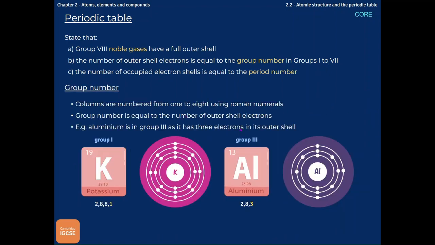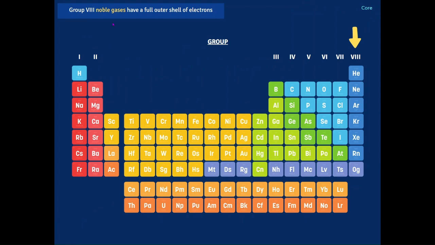The group number, numbered 1 through 8, we saw that equal to the number of electrons in the outer shell. And here's an example. Aluminum is in group 3, and it has 3 electrons in its outer shell. We can see that here, 1, 2, 3. Potassium is in group 1, and it has 1 electron. Noble gases, important group, full outer shell. So a lot of elements are losing or gaining electrons to emulate the shell of noble gases.